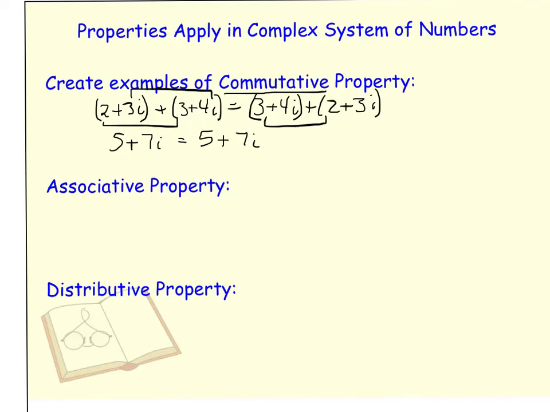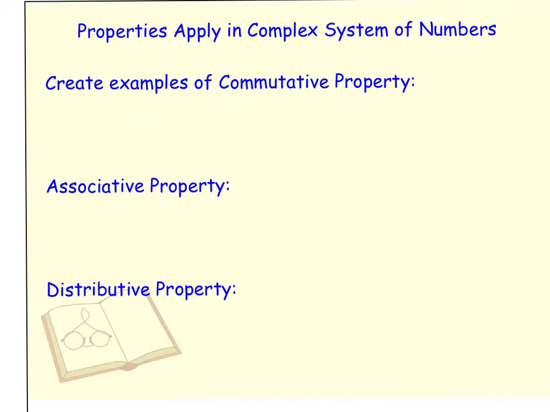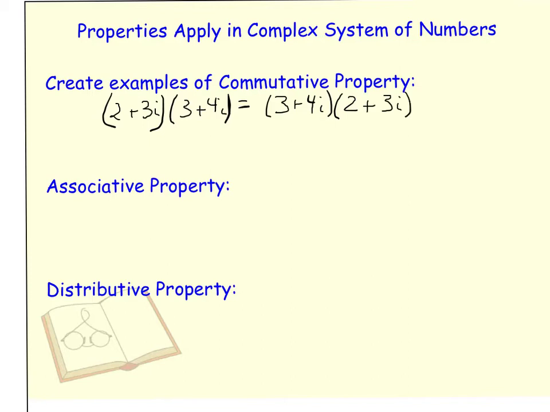Okay? Now if I wanted to do an example of multiplication, I could do that as well. I'm going to erase this so we have some room. We could have (2 + 3i) times (3 + 4i) should equal (3 + 4i) times (2 + 3i). Now, this really gets into more of the distributive property, because you have to use the distributive property to do this, because we need to FOIL these out.